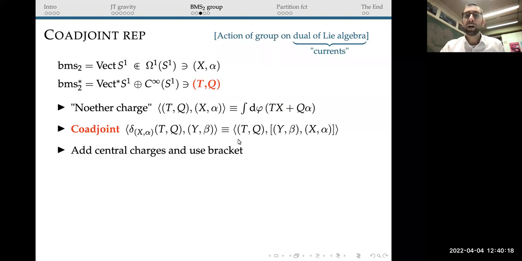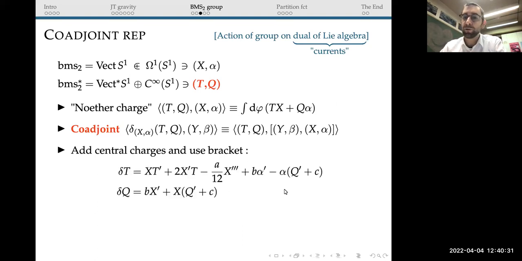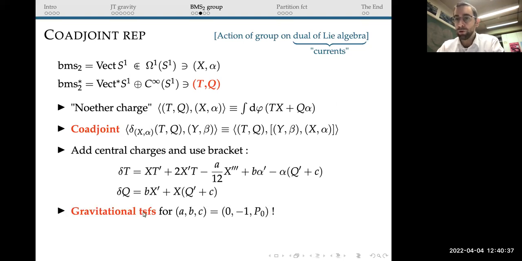And so if you now apply these definitions to the BMS2 algebra that we know, all you have to take care of is the fact that you now have to add central charges into the story, and you use the brackets I wrote in the previous slide. The transformation laws that you find are the ones written here. Now, what's striking about these things is that those are exactly the gravitational transformation laws in the flat limit, provided you take a vanishing Virasoro central charge B to be minus one and the central charge C to be P naught. This is what I advertised in the previous slide.